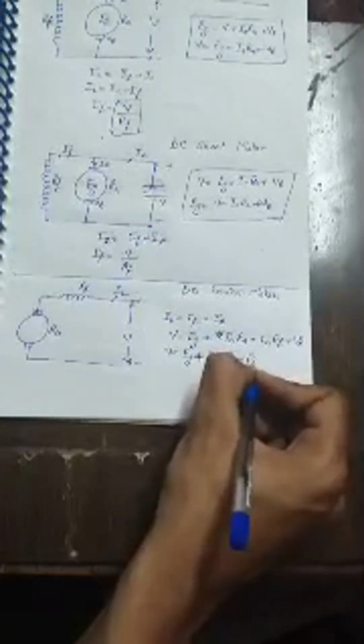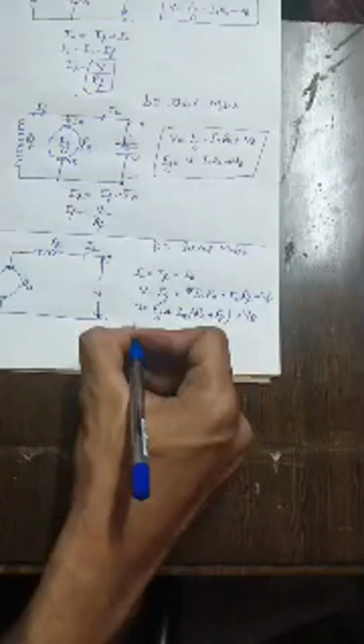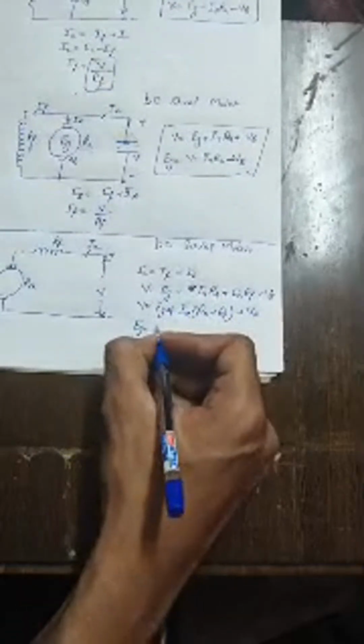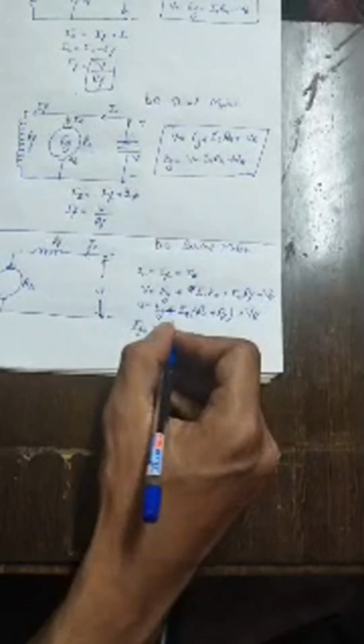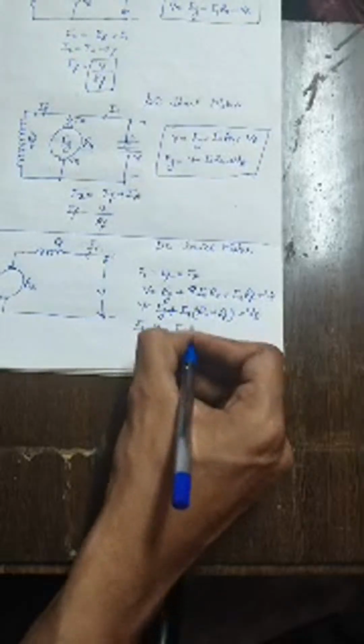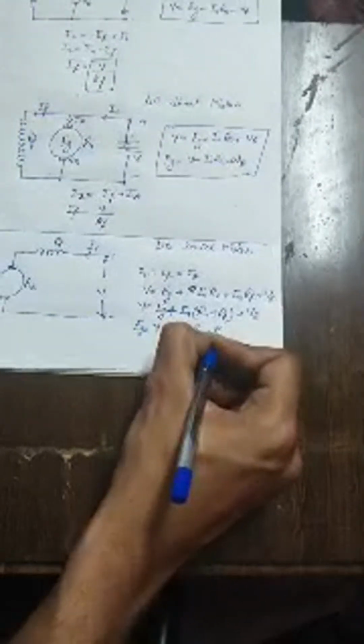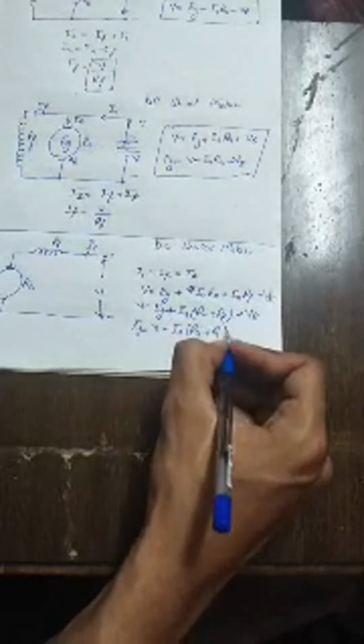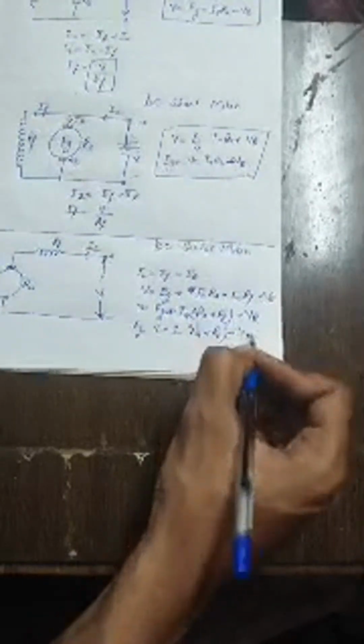V equals EG plus IA (RA plus RF) plus VB, or the back EMF is equal to V minus IA (RA plus RF) minus VB.